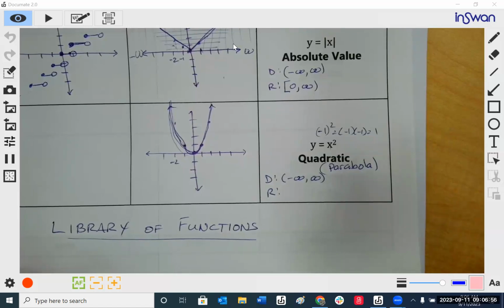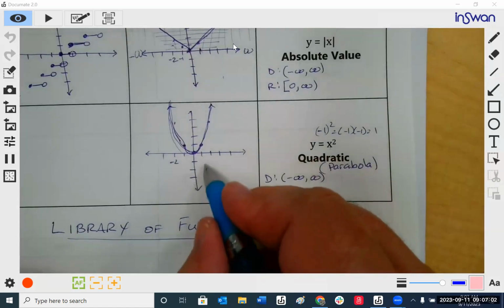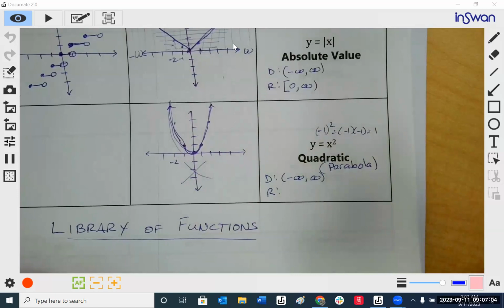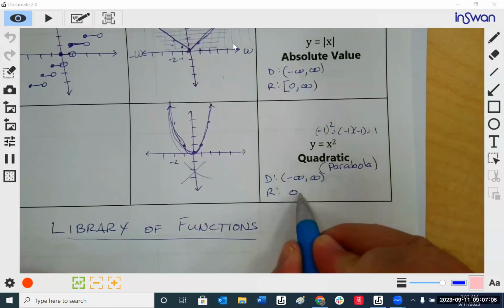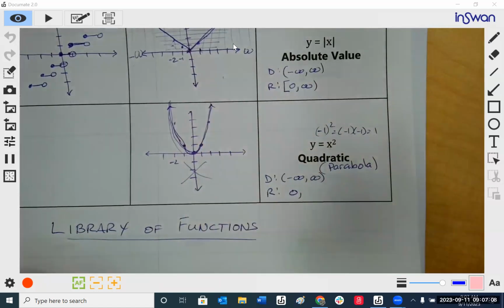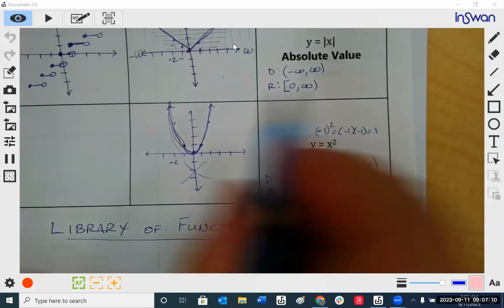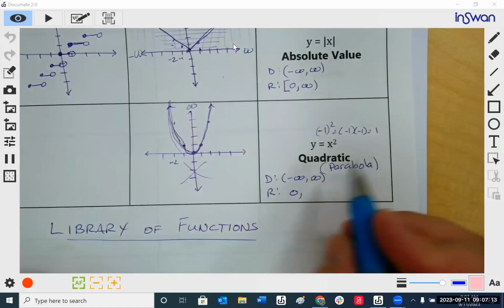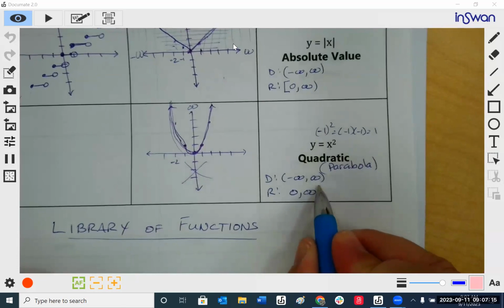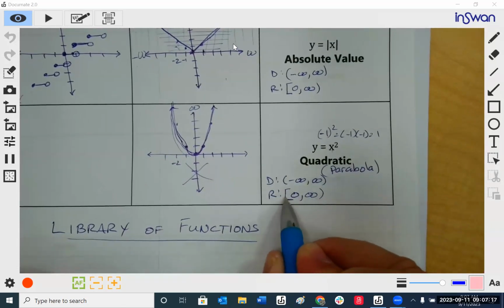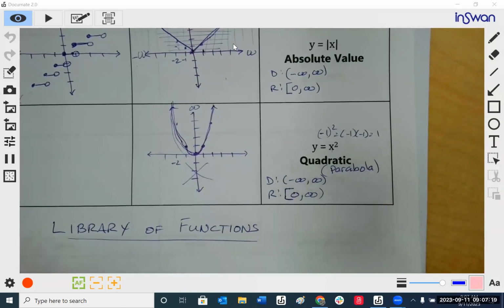What's the range going to be? Looking at the picture, can you have negatives? No negatives. Can you have zero? So you can have zero. Where does it stop? Yeah, it goes all the way up to positive infinity. But remember, since it can equal zero, we put a bracket there.